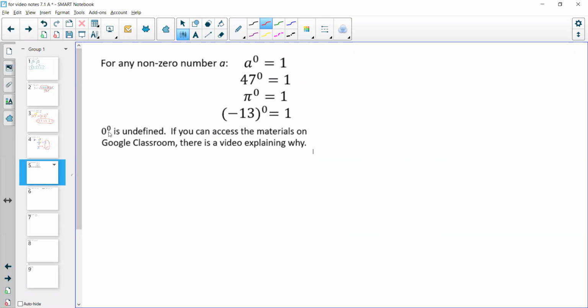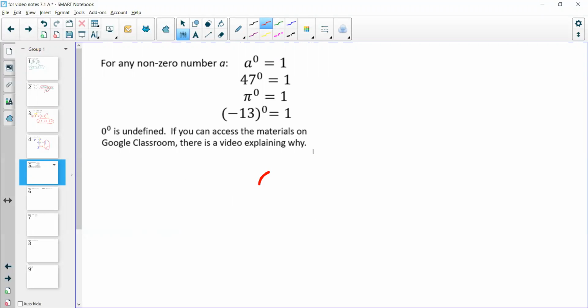With one exception, and that is 0 to the 0 power. 0 to the 0 power, as far as algebra is concerned, doesn't make sense. Now, when you get a lot further in your education, you may learn in a calculus course later that 0 to the 0 power can be defined. But for now, for our purposes in algebra, we'll say that it's undefined. Here's why.